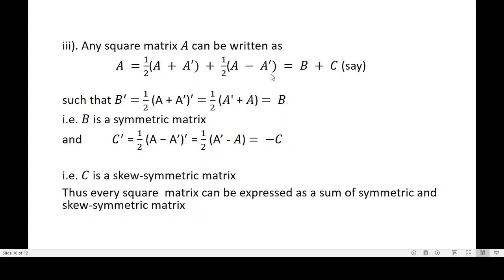Now, let us consider B transpose. B is equal to half of A plus A dash. Find its transpose, that is equal to half into the transpose of A plus A transpose, which is equal to half into A transpose plus the transpose of A transpose, which is equal to A. But A transpose plus A is equal to B itself, which means B dash is equal to B. Therefore, B is a symmetric matrix.